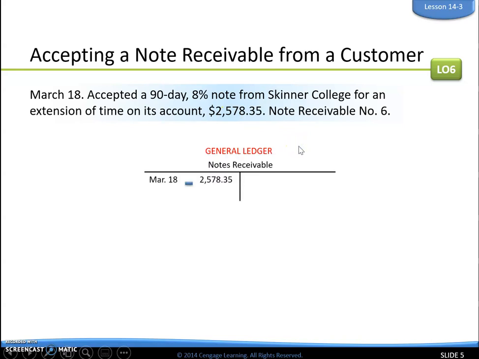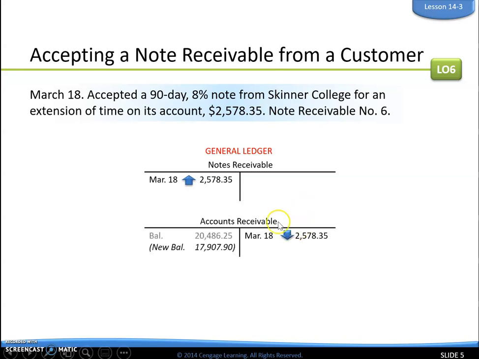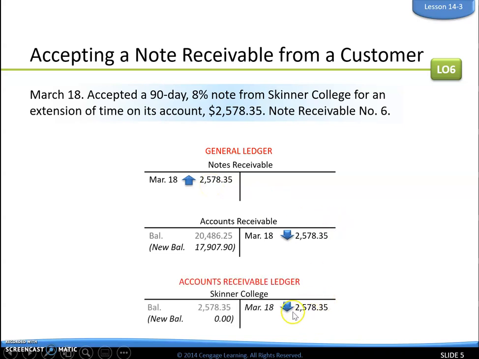and then this is the principal amount. So what we're going to do is put that amount into our notes receivable. We're going to debit notes receivable, and we're going to increase notes receivable. And then we're going to credit accounts receivable. Really what we're doing is we're transferring that amount from accounts receivable. They owed us this. We're transferring it from accounts receivable into notes receivable. And then we also need to get rid of it from Skinner College. So we're also going to credit Skinner College and decrease what they owed us, because we're transferring it from that accounts receivable into a notes receivable.